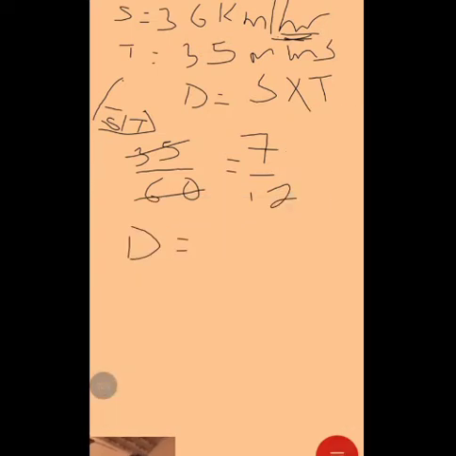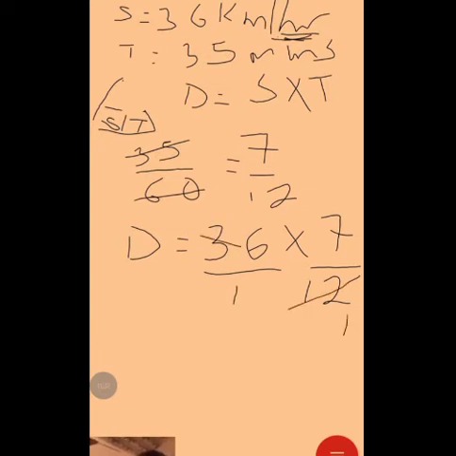Distance equals speed times time. What is our speed here? 36 times 7 over 12. Now what can divide? 12 can go in 36, yes or no? Yes, because this is like over 1 also. So 12 here 1, 12 here 3. Now we have 3 times 7, which will give us 21.